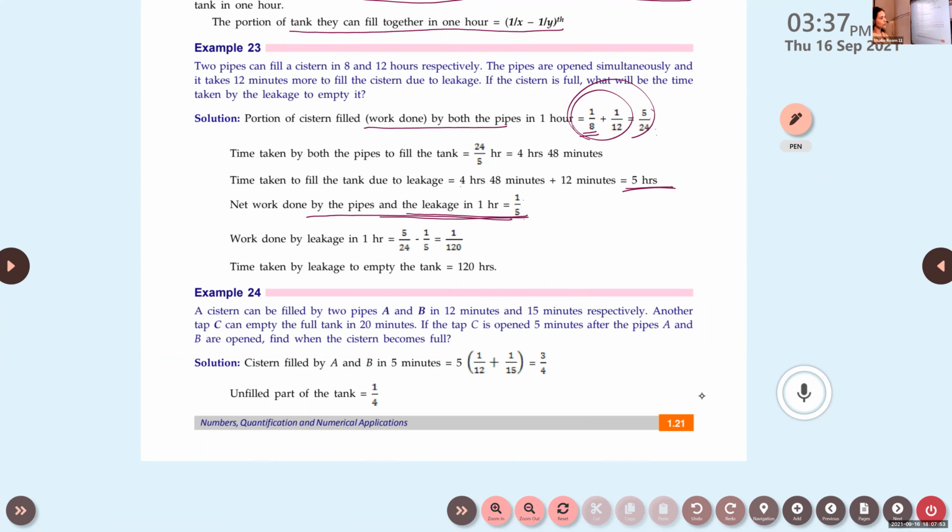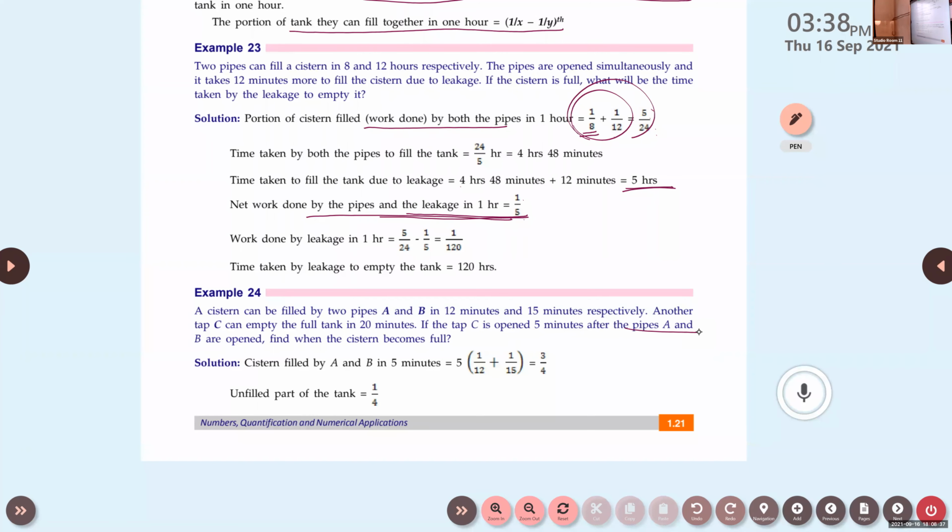What is given? We have 2 pipes. First pipe takes 12 minutes for filling the tank. Second pipe takes 15 minutes to fill the tank. There is another pipe. If you keep it open for 20 minutes, it can empty the full tank. Now what we do here, we open both the pipes A and B. After that, we open C. We open the pipes A and B for 5 minutes, and C is opened 5 minutes after A and B are opened. Then find when the cistern becomes full.